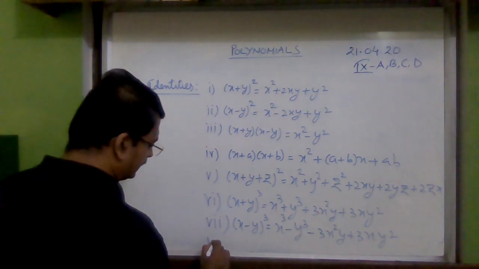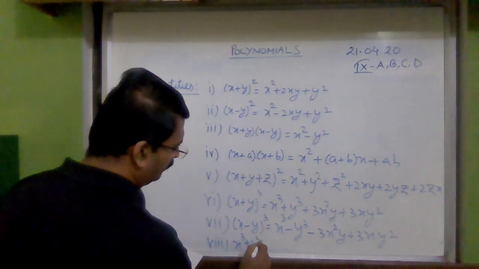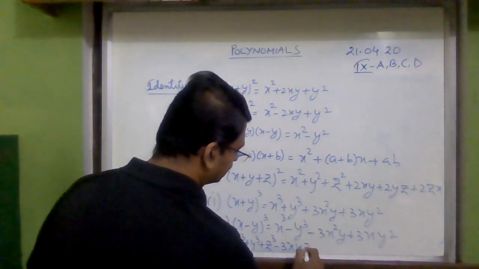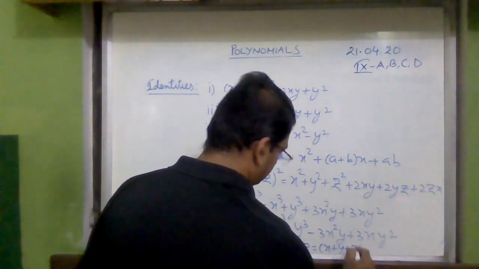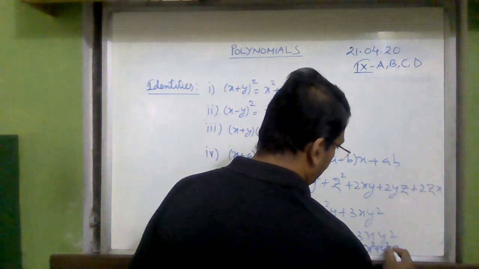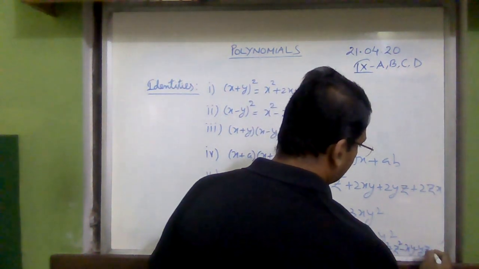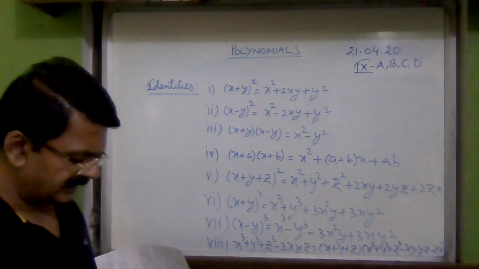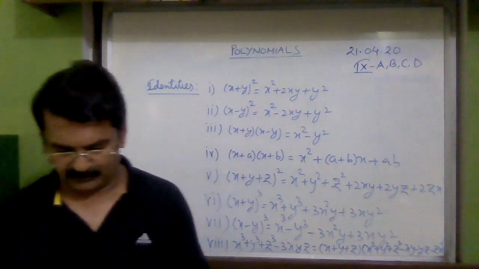And the eighth and the last is x cube plus y cube plus z cube minus 3xyz is equal to (x plus y plus z) in one bracket, and in the other bracket it is x square plus y square plus z square minus xy minus yz minus zx. Okay, so these are the identities that we are going to use to factorize various expressions in this chapter.